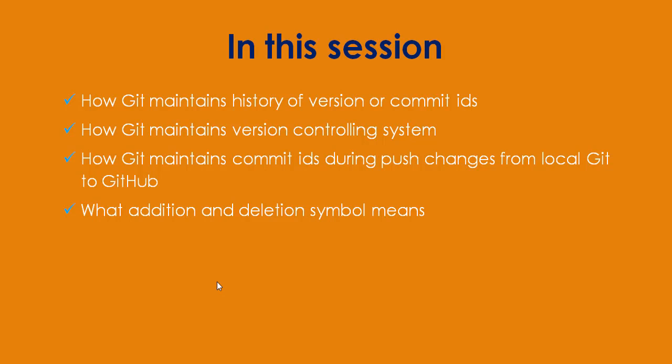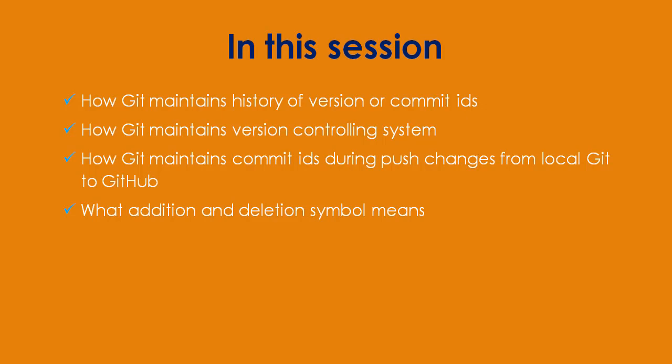How Git maintains the version controlling system, and how Git maintains commit IDs during the push of changes from the local Git repo to the GitHub repository, and what the addition and deletion symbols are after the push in your GitHub repository. Now let's begin with how Git maintains version ID or commit ID.